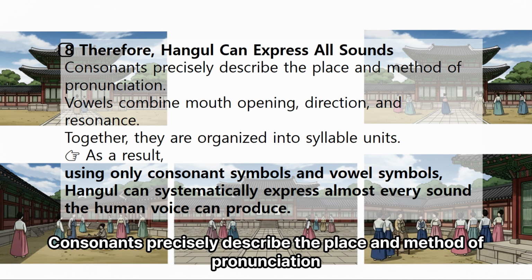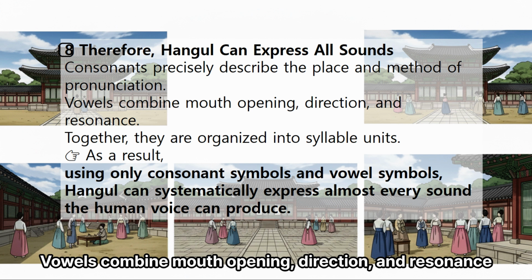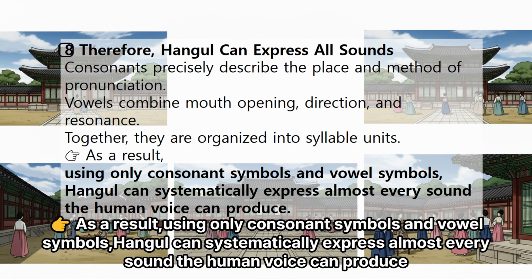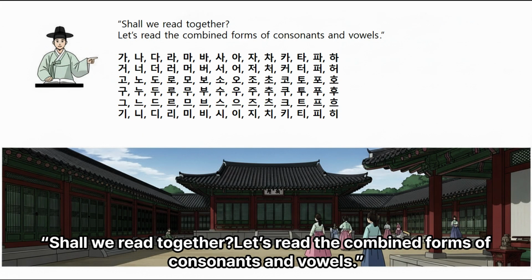Consonants precisely describe the place and method of pronunciation. Vowels combine mouth opening, direction, and resonance. Together, they are organized into syllable units. As a result, using only consonant symbols and vowel symbols, Hangul can systematically express almost every sound the human voice can produce. Shall we read together?